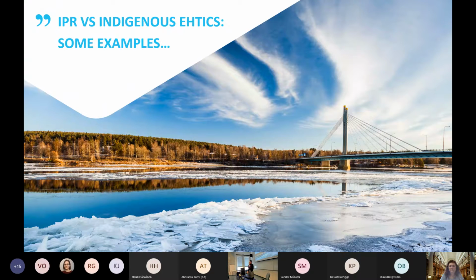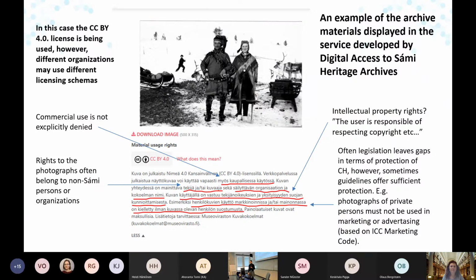Before going to the ways, I hope I have some time to show you a couple of, actually only two, key examples from Sami indigenous people, where we really see that this marriage between IP and indigenous cultural heritage is problematic. The first example is one that Iris kindly provided from her ongoing project, called Digital Access to Sami Heritage Archives. This is an example of a picture of Sami people displayed in the service of this digital access to the Sami archive repository. And here you can find some of the challenges with IPRs.